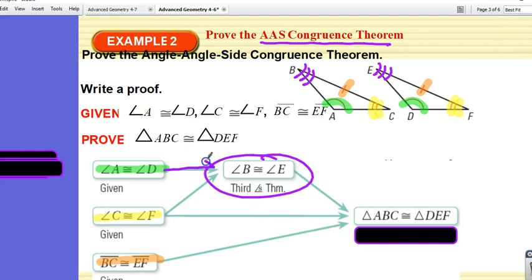So why they have 2 arrows going here is because since the 2 angles are equal, then their third angles are equal. So that leads to here. Okay? So this proves an angle, right? We already had a side. And then these are both angles. So what are we using for our answer? We're using an angle and a side.